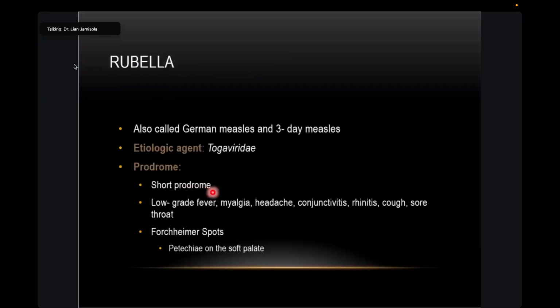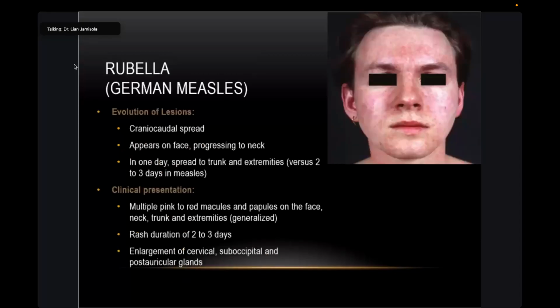It has a short prodrome: low-grade fever, conjunctivitis, rhinitis. And here you look for the Forchheimer spots. So these are the enanthems of your viral infections. Forchheimer spots are the petechiae on the soft palate. And evolution of lesions of your rubella or German measles is craniocaudal spread, face progressing to the neck, and in 1 day, you spread to the trunk and extremities versus 2 to 3 days in your measles.